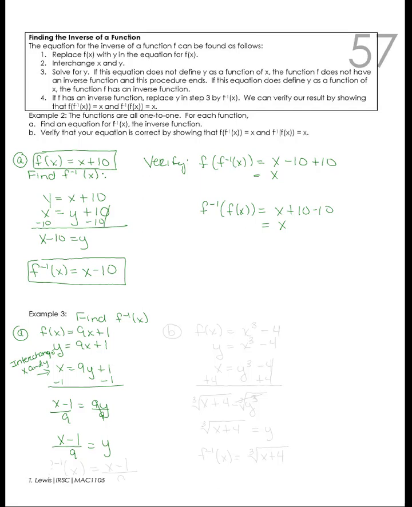Then it says if f has an inverse, replace y in step 3 by f inverse of x. So our inverse equation becomes f inverse of x is equal to x minus 1 over 9. What's that? I just said it was fuzzy math. Oh yeah, it is fuzzy.